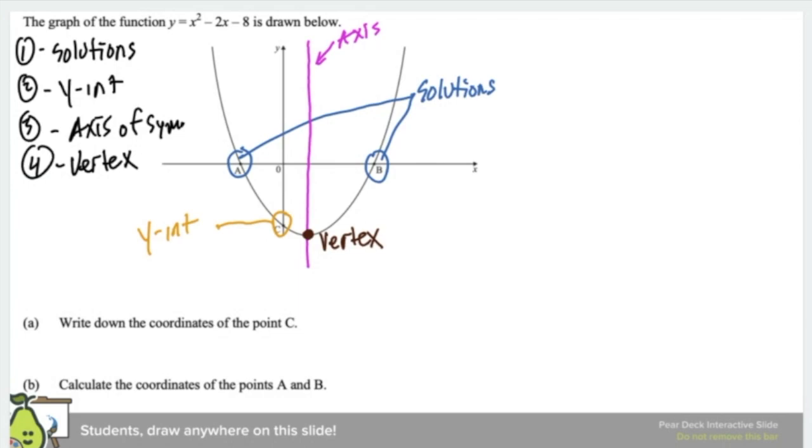Now, before I look at A and B, the questions, let's see what I'm given. They give me the equation right here on top. How much can I fill in on this picture from the equation? x squared minus 2x minus 8. I can find the solutions with that equation. I can factor that.